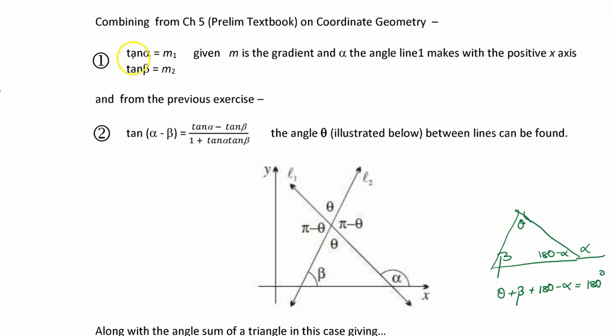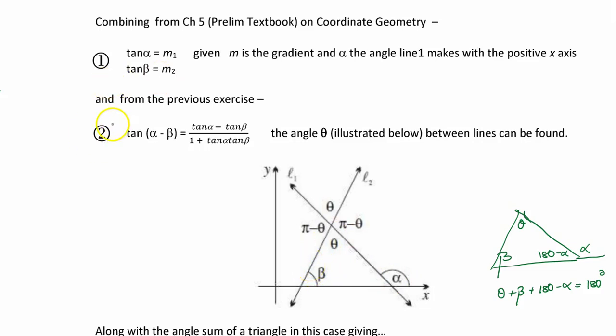I've already touched on this, that we saw that if M1 is the gradient, say, line 1 makes with the x-axis, then tan of alpha is the gradient. So we've got line 1 here, and I've called the angle that it makes with the positive x-axis alpha. You can see I've got line 2, and the angle that it makes with the positive x-axis is beta. Alpha and beta.